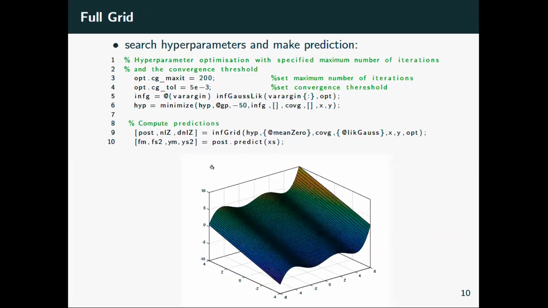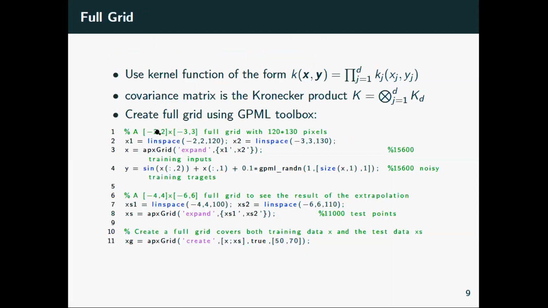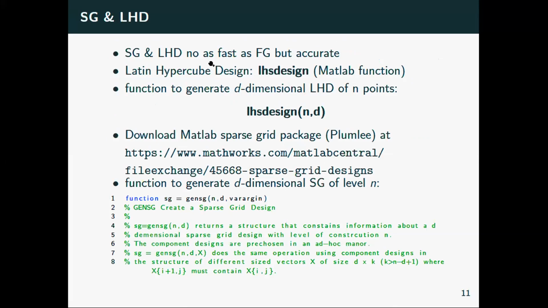So what we will do next is look at the more general grid-based designs, the sparse grid design and the Latin hypercube design, because they are the most commonly used designs for high-dimensional problems. And sparse grids impose a higher smoothness assumption on the underlying function.